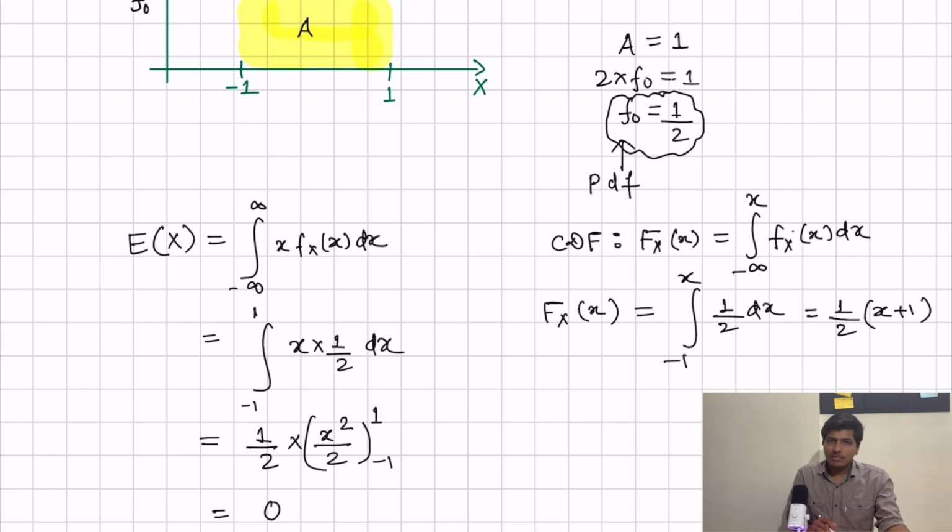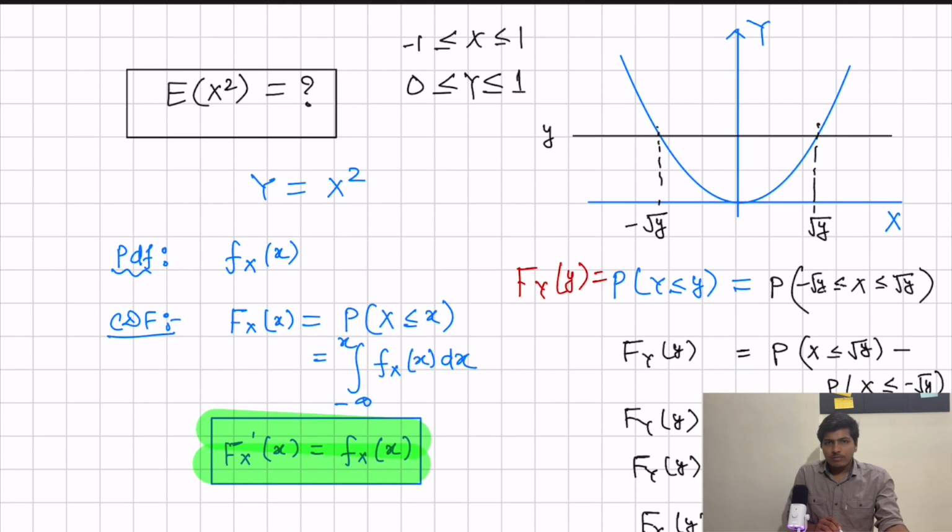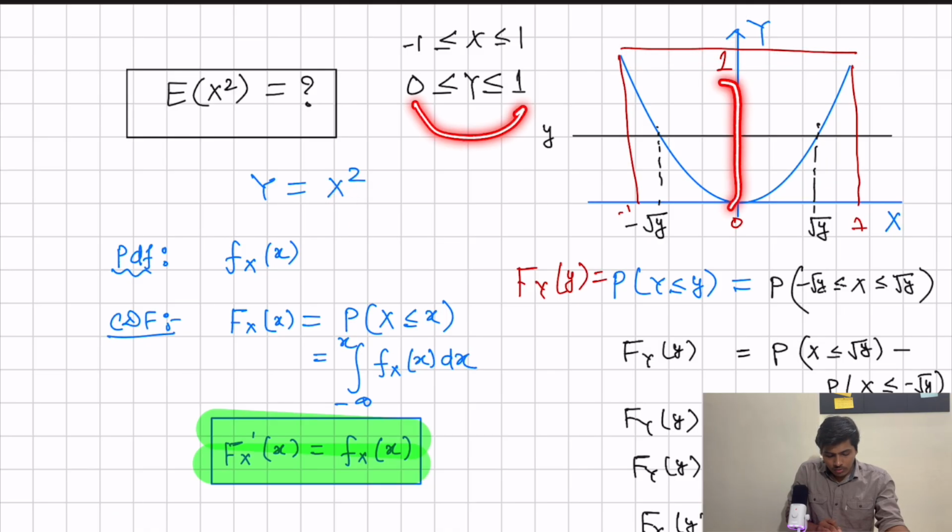Now let's find the expected value of x square. First, we will assume that y equals x square. We will draw the graph of y equals x square. We define the range of y. Let's suppose that x varies from -1 to 1. Then y will vary from 0 to 1, right? If you put -1 and 1 in place of x, then you will get 1. So y will vary from 0 to 1.